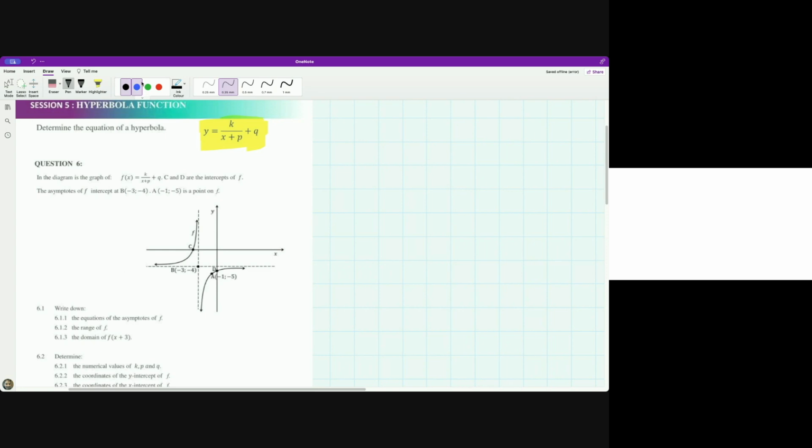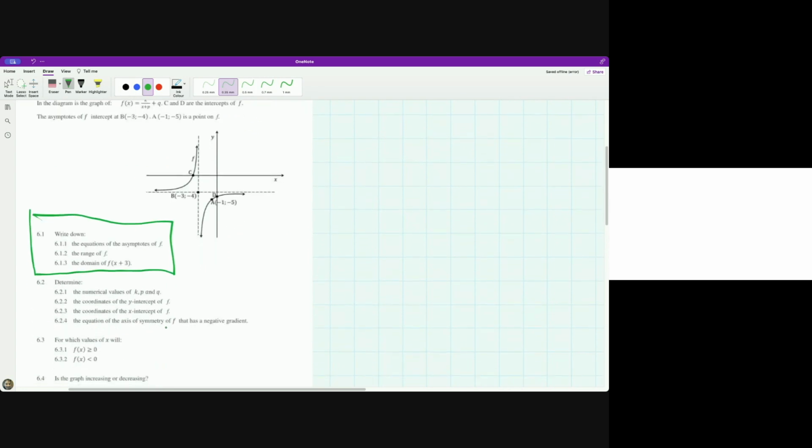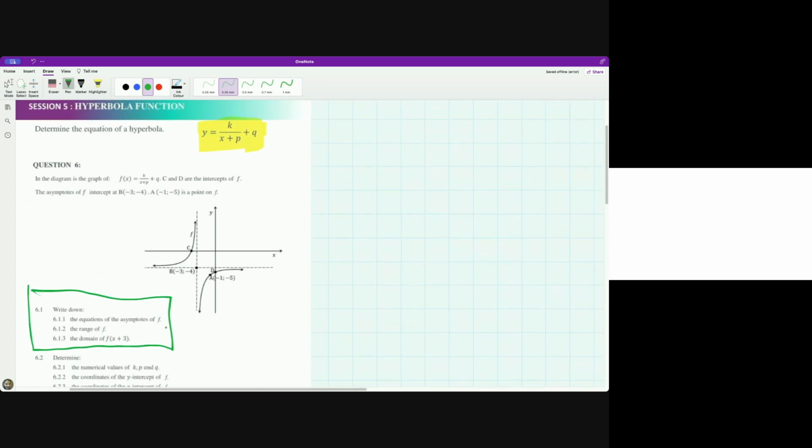Okay, maybe what I'll do is let me just do 6.1 for now, and then maybe I can do 6.2 in a future lesson, depending on how it goes. Okay, give me a thumbs up if you're ready to start the functions question. Okay, question number 1. The equations of the asymptotes of f. Well, what are the asymptotes? This is called the vertical asymptote, the green one. And this over here, let me use blue, this would be called the horizontal asymptote.